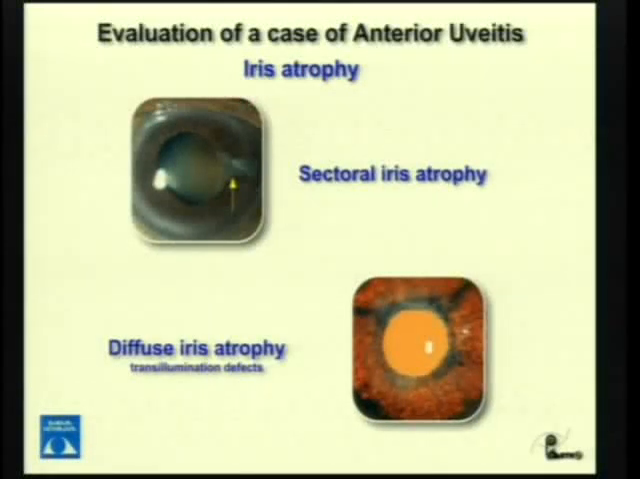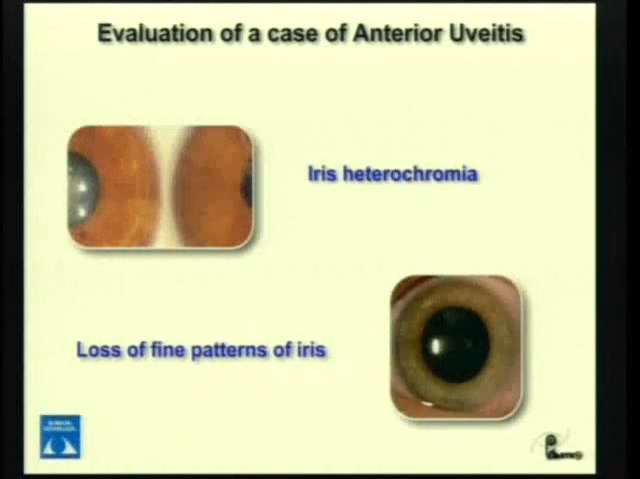The next important feature is iris atrophy, which can be seen in various viral diseases. Sectoral iris atrophy is most characteristic of varicella zoster virus, and diffuse iris atrophy can also be seen. Iris heterochromia is another important feature of Fuchs heterochromic uveitis. But one should remember that in an Indian population where the iris is heavily pigmented, often the heterochromia is very subtle. So one should look carefully for the fine patterns of the iris. In Fuchs, the fine pattern of the iris is lost.